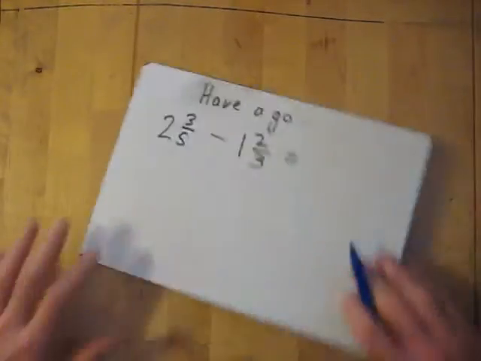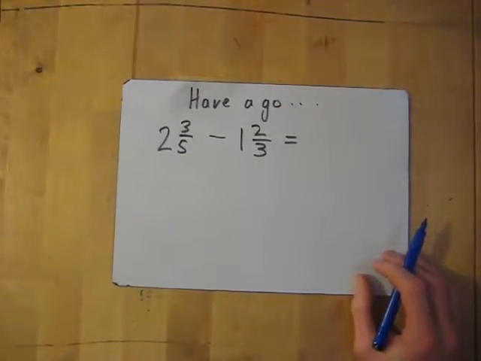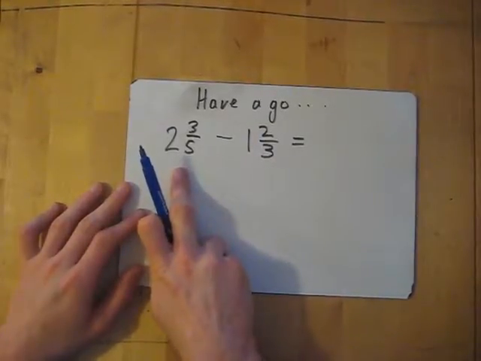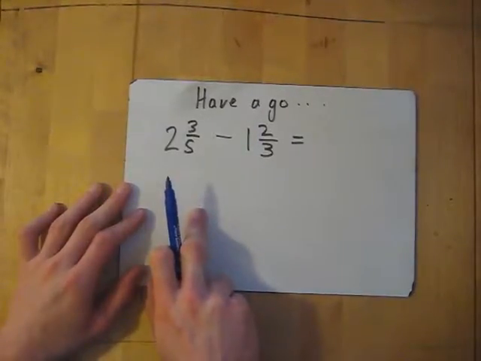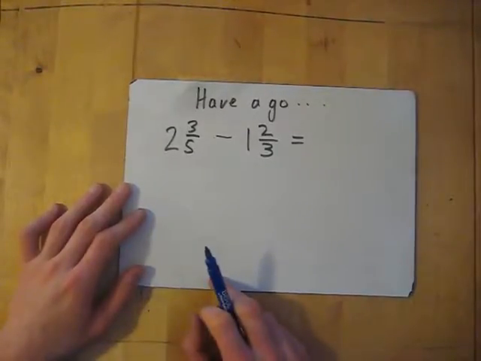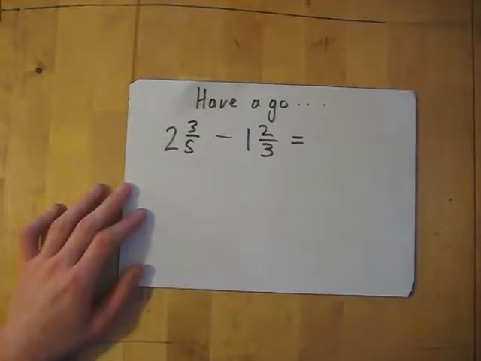Now for you to have a go at, we've got 2 and 3/5 take away 1 and 2/3. So remember, convert to improper fractions, find the common multiple, and then convert, and then finally take away the top and leave the bottom the same. So if you want to have a go, pause it now. I'll go through the answers in 3 seconds. So 3, 2, 1, right.